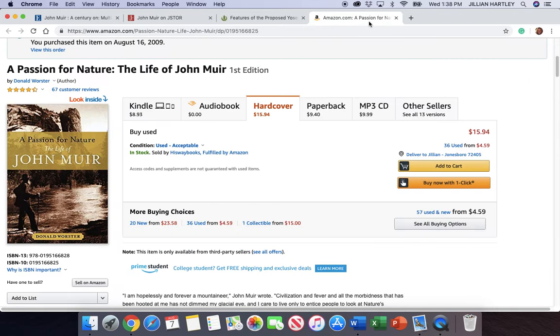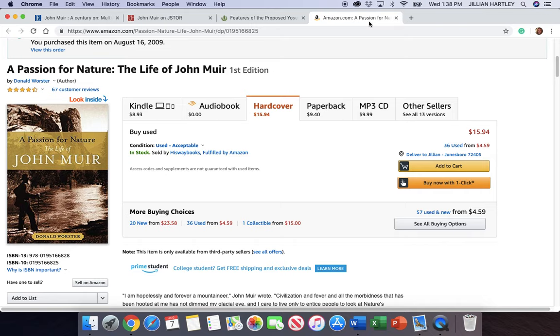Now, you've got 4 primary sources that you have to have in your bibliography. You have 4 sources that have to be secondary sources. One of those secondary sources, at least one, has to be a scholarly book written by a historian, somebody who's an expert in the field. So keeping up with our John Muir theme, I'm using Donald Worster's book, A Passion for Nature: The Life of John Muir, as an example of a scholarly book.